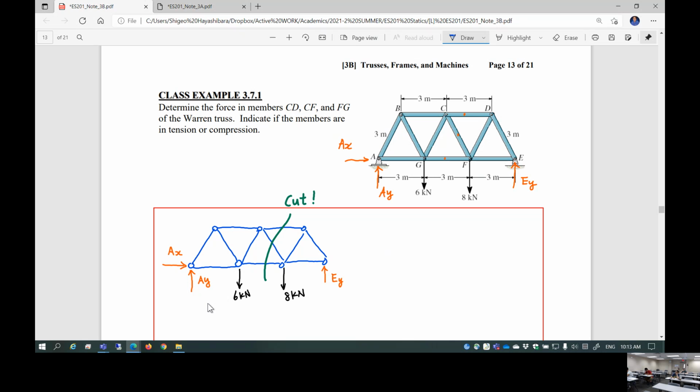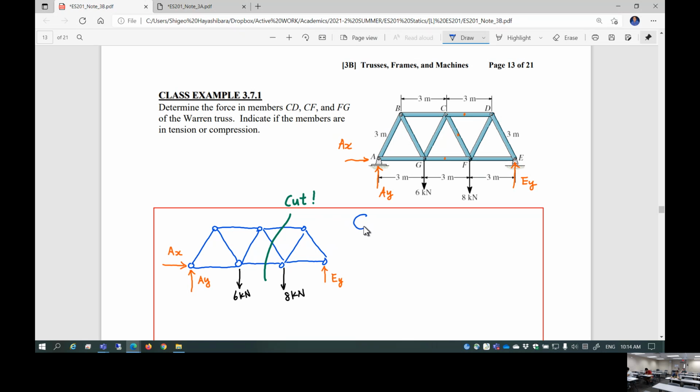So I would take a sum of the moment at A. If I do that, you eliminate AX and AY because those 2 will not create a moment at point A. But I thought we didn't care about those. That's right, since I want to know EY. Even after we cut it, we can still use the other. We want to use only this member. So I want to know EY.